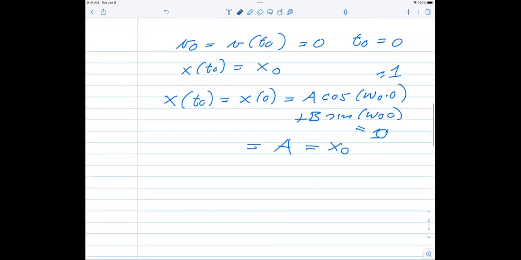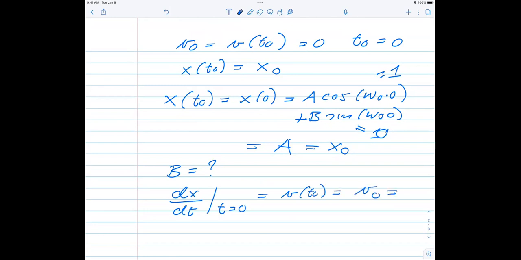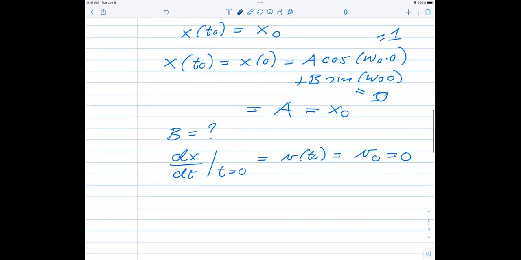So I take now the derivative. We need the constant b. So I take the derivative of x of t, and we put t equals 0. And that should be equal to v of t0, which we define to be 0. So this is v0, which is 0. And we know that this is now equal to minus a times omega 0 times sine of omega 0 times 0. And we know that that one is 0.